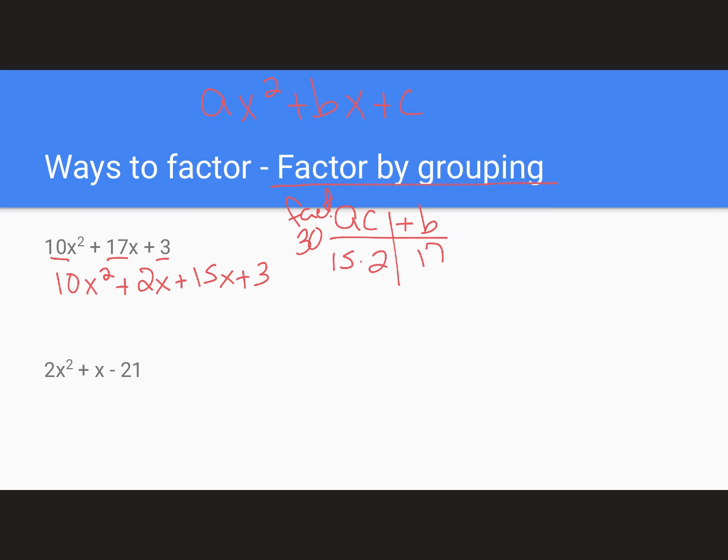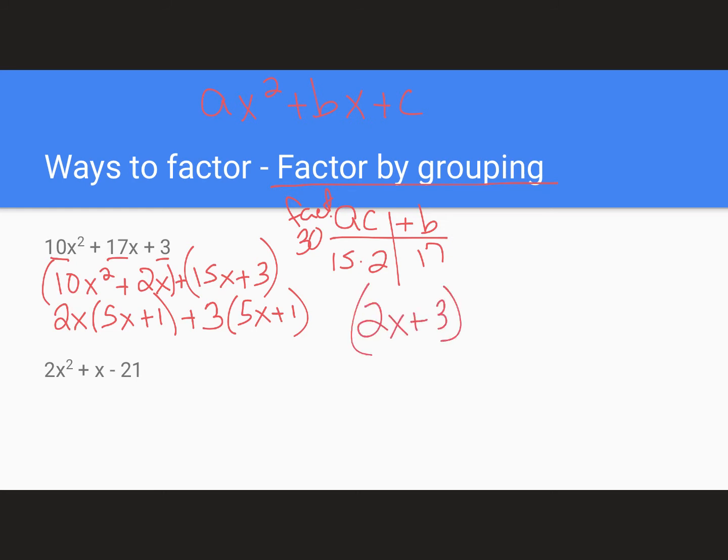Now, I'm going to factor out the greatest common factor out of each part of this. So from 10x squared plus 2x, I get 2x, and what's left in here is 5x plus 1, plus, over here I can take out a 3, which leaves you with 5x plus 1. And then I'm just going to rewrite this as 2x plus 3 times 5x plus 1. Not super difficult, but it does take some thinking. So let's look at the next one.